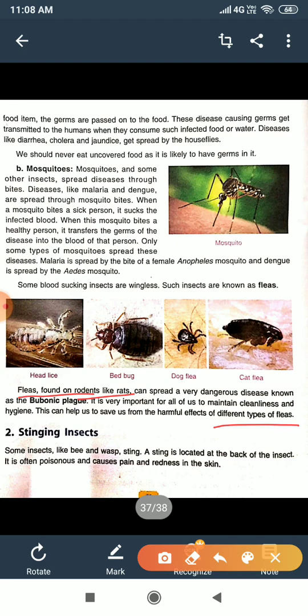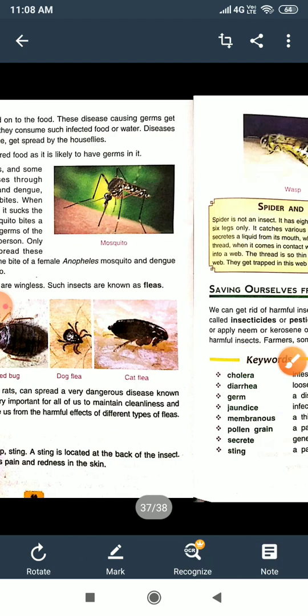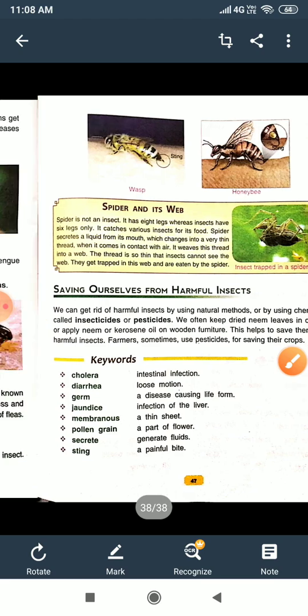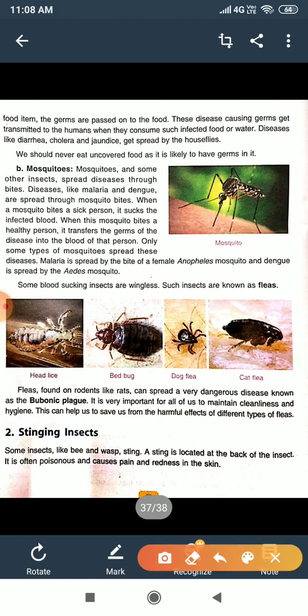Now come to the stinging insects. As the name suggests, insects like bee and wasp sting. A sting is located at the back of the insect, and it is often poisonous and causes pain and redness in the skin. So these are the stinging insects.